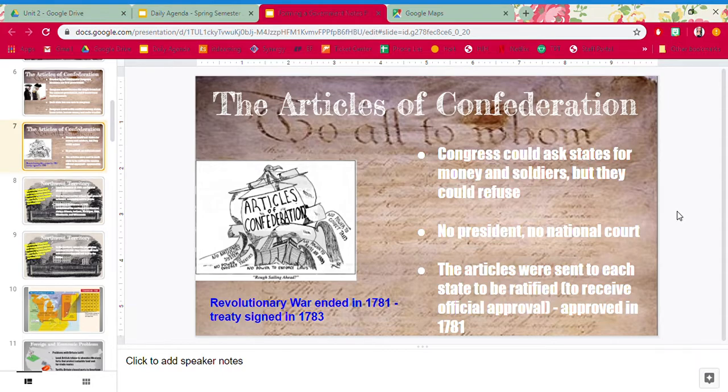So that's definitely a weakness of this government, not being able to get the supplies and troops needed, especially during warfare. I already mentioned that there's no president, no national court system, but the articles were ratified, meaning they received official approval, in 1781. This is right as the war is ending, but some of it was in place already as the war was going on.